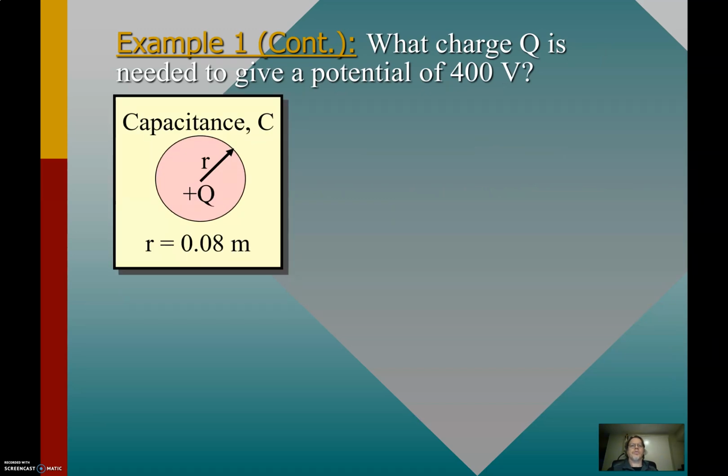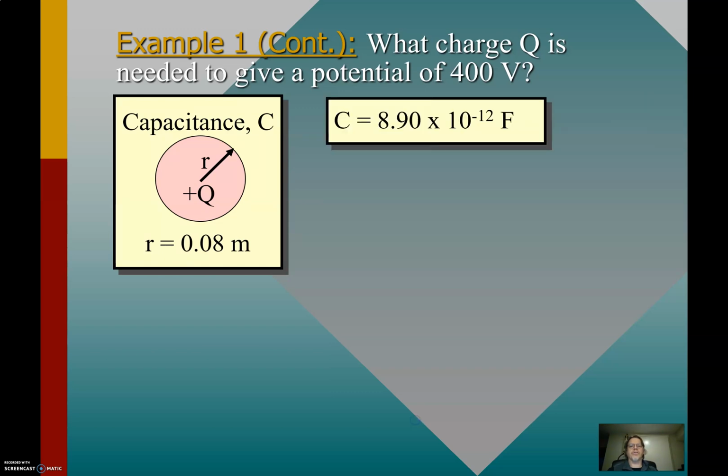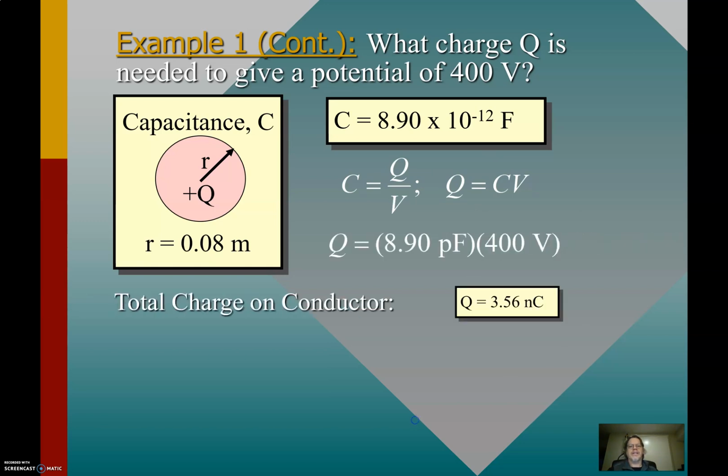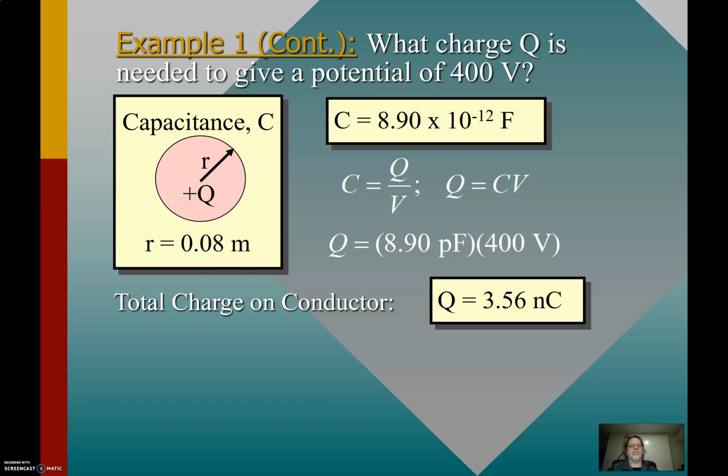Okay, so what charge is needed to give a potential of 400 volts? Well, we already know the capacitance of the thing. We already found it. It's 8.9 picofarads. So if you want to find out how much charge you can have at that potential, all you have to do is solve for Q, and bam, that's how much charge you can put on that conductor.